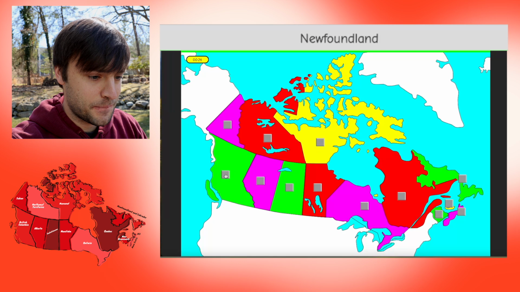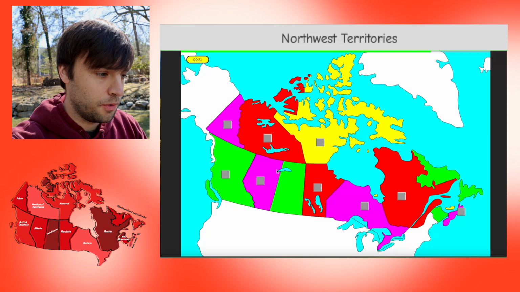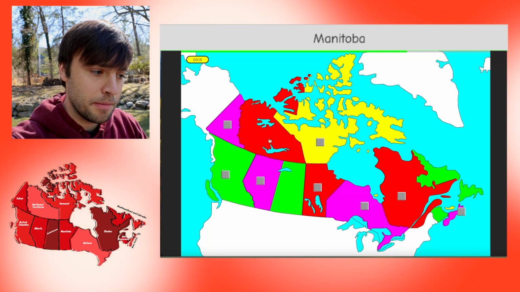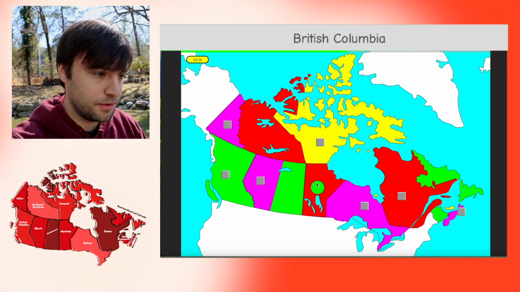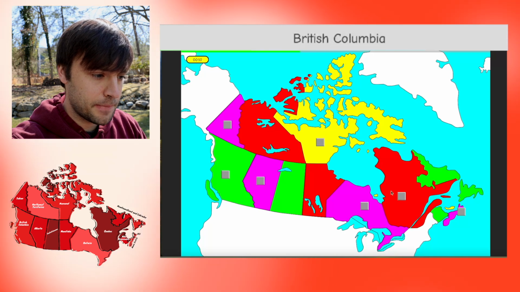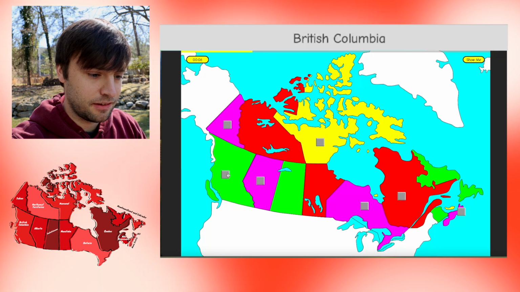Newfoundland. Okay. Right here. New Brunswick, right here. Prince Edward Island, Saskatchewan, Northwest Territories, Manitoba. Shoot. I think this is Manitoba. British Columbia. All right. British Columbia. I'm going to say... Oh, I completely forgot.